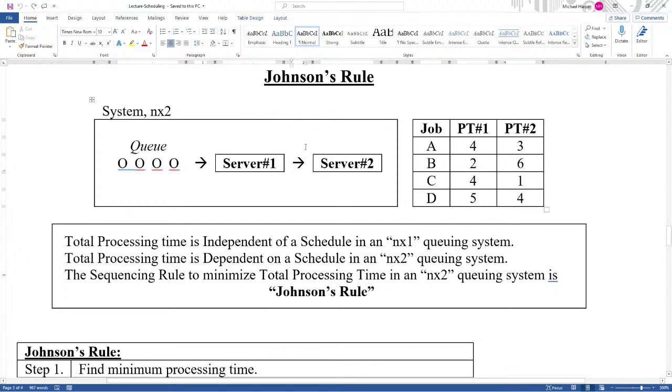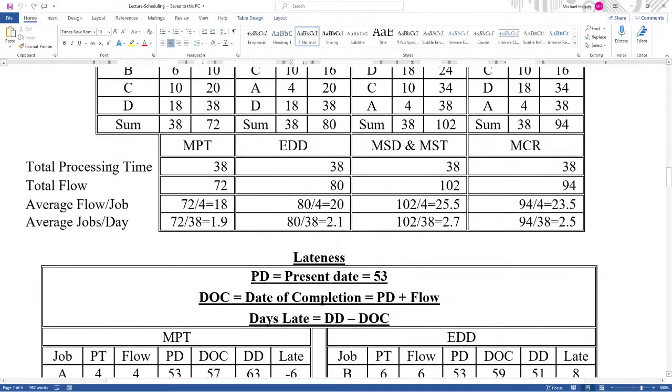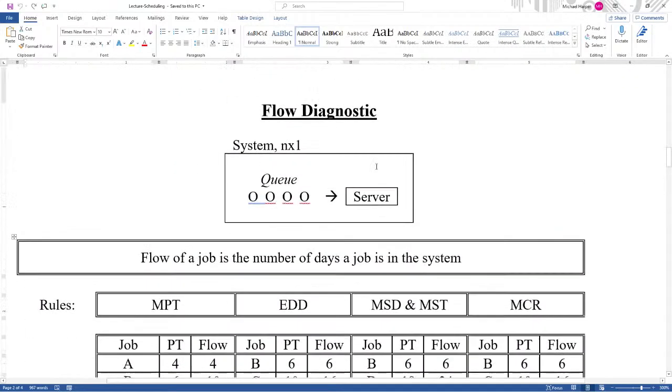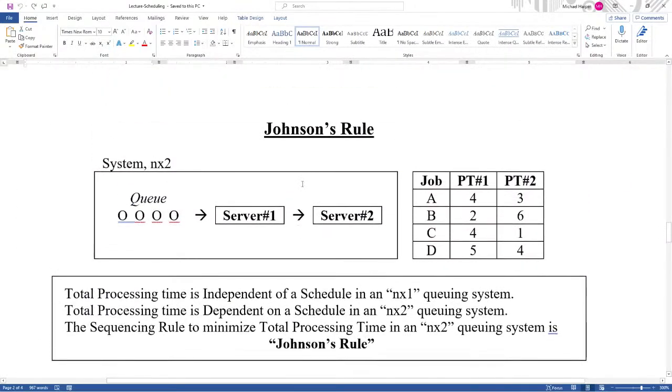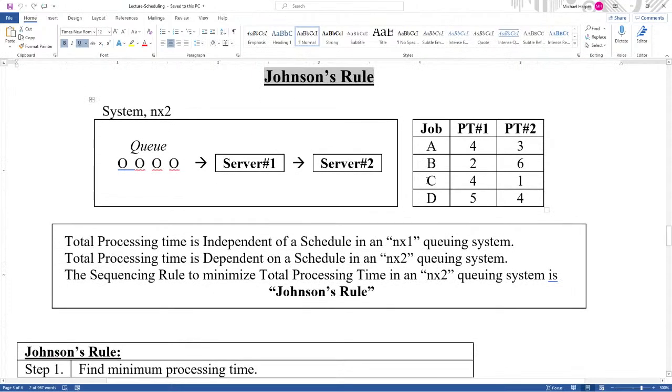Now, before, we established that the total processing time in an n-by-1 system is independent of the schedule, because it's always the same. That's for an n-by-1 system. But for an n-by-2 system, the processing time is dependent on the schedule. So a different schedule will give you different processing times. To minimize your processing time, you use a sequencing rule called Johnson's rule.